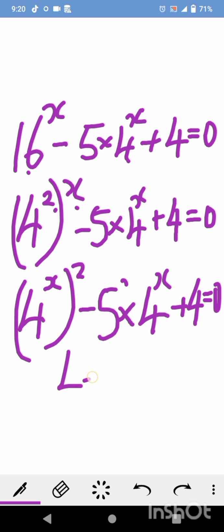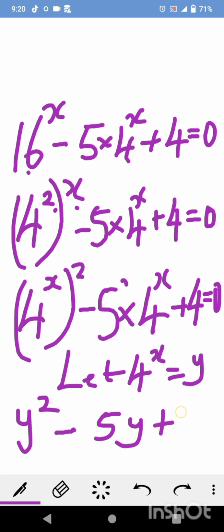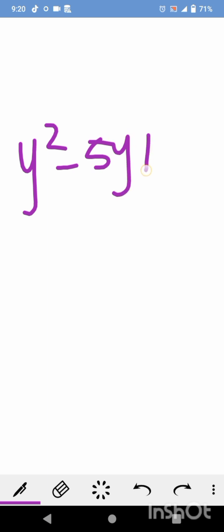We say let 4 raised to power x be equals to y. So we now have it as y squared minus 5y plus 4 is equal to 0. Okay, so let's factorize this. y squared minus 5y plus 4 equals to 0.